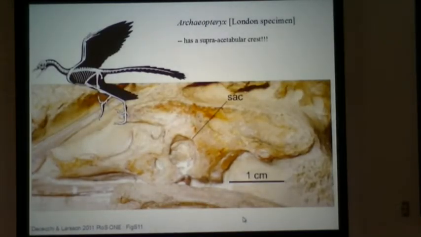Looking at characters like, here's one character, the supraacetabular crest, which lies over the femur as it fits into the socket. This is the London specimen of Archaeopteryx. And this bony ridge helps to lock the femur in a fairly vertical position. So these guys couldn't actually do the splits, because then it's bone on bone. And if any of you, especially the older profs here, know what bone on bone feels like, it probably wouldn't do it for climbing trees.